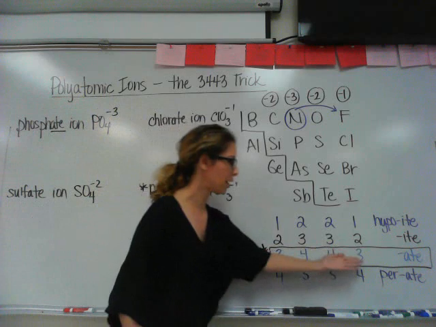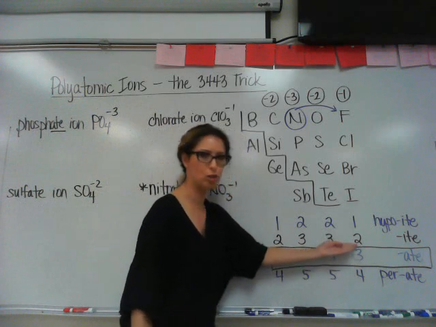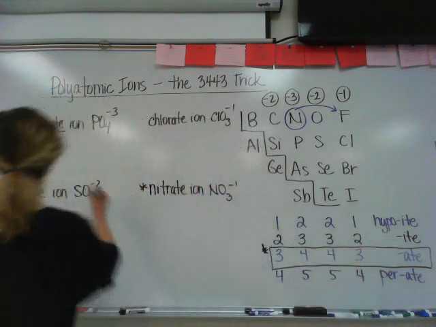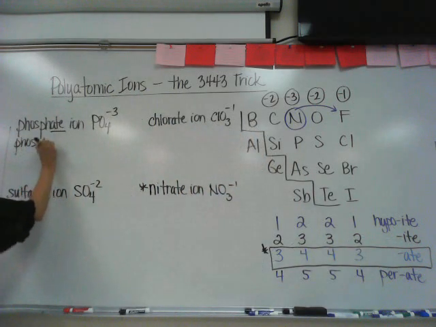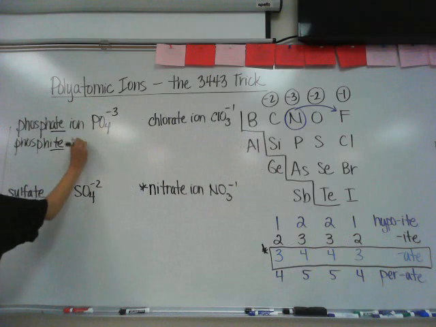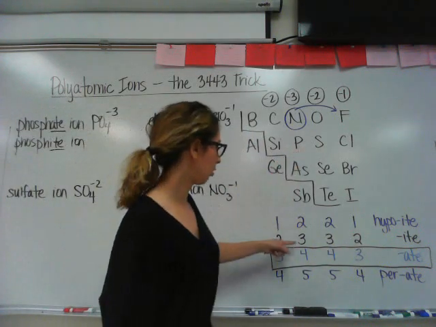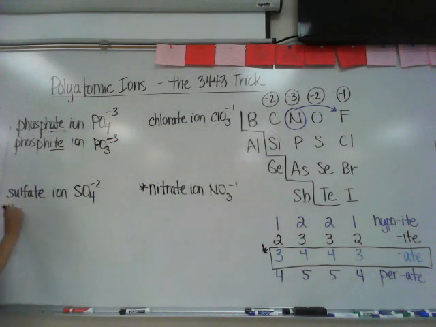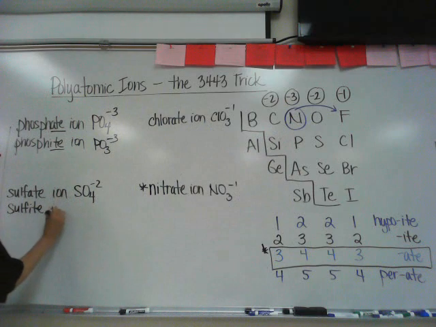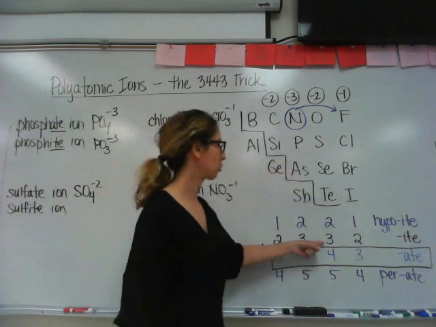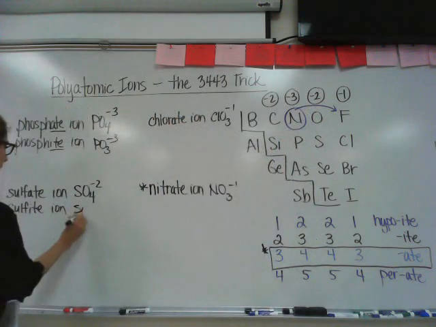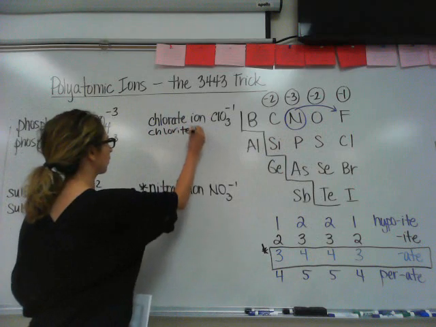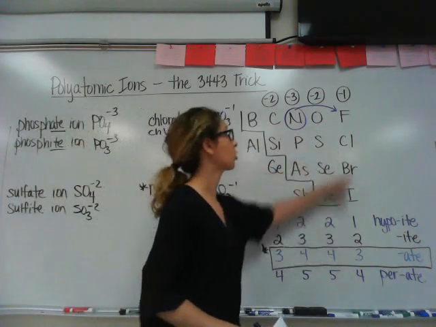Now if I drop one oxygen from the -ate row, I come here to the 2, 3, 3, 2 row. That means I'm ending in -ite. So if I have something like the phosphite ion, PO3, -3 is the formula. If I'm writing the sulfite ion, that would be SO3, -2. If I want the chlorite ion, that would be ClO2, -1.